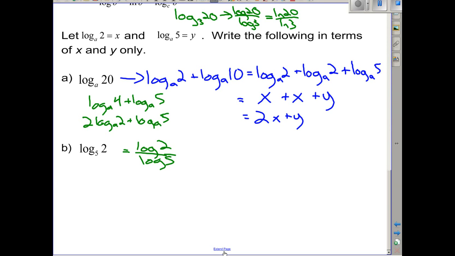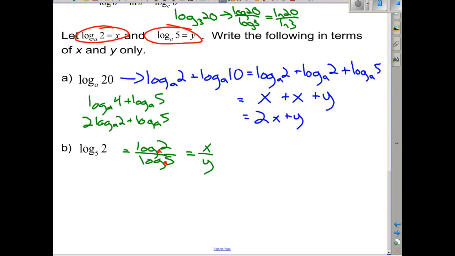And here's the little trick. It doesn't have to be log base 10 that we're using. It could be log of any base. And what base do we want in this question? Base a. So log base a of 2 over log base a of 5, which is the same as x over y.